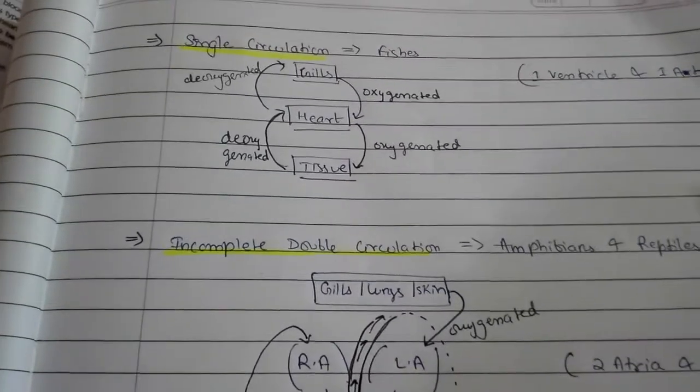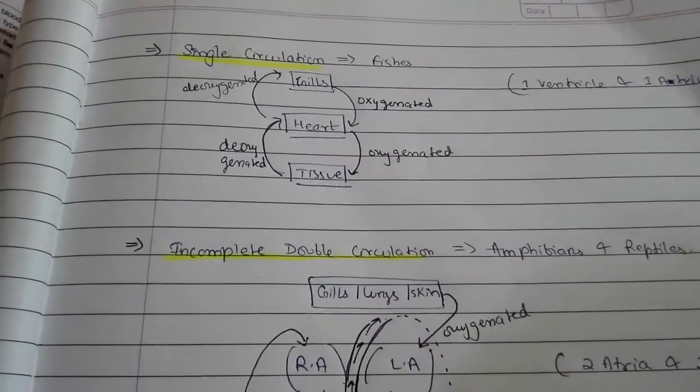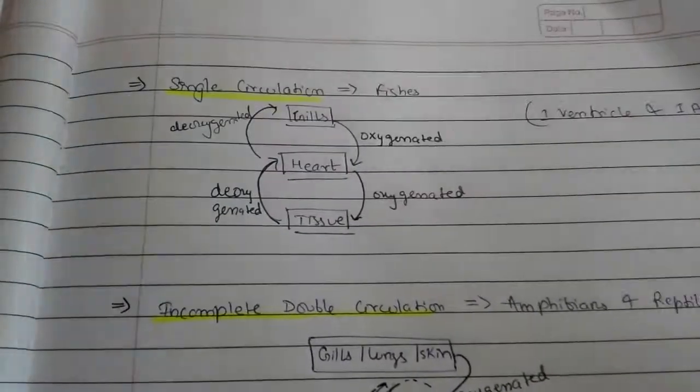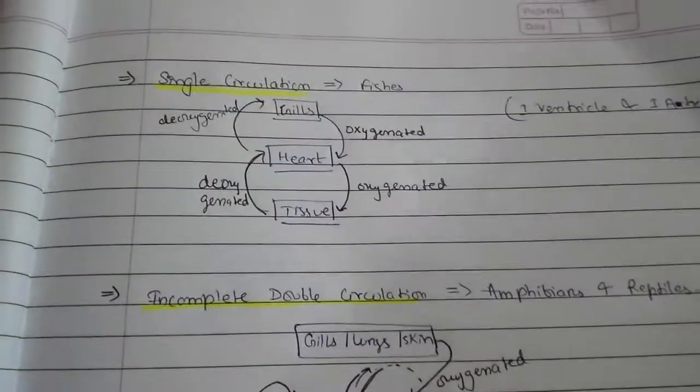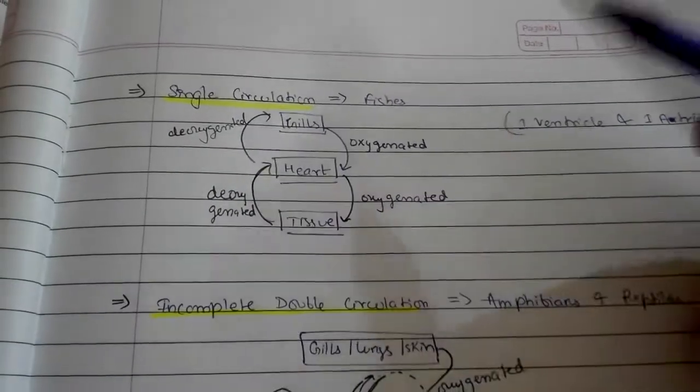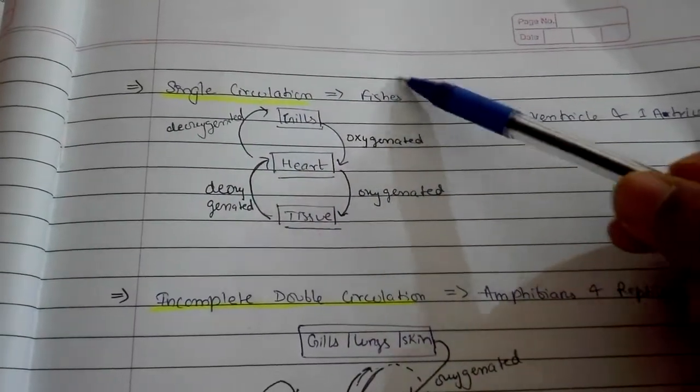We will see three different types of circulation which come into the NEET exam: single circulation, incomplete double circulation, and double circulation. This is just a schematic diagram for you all to understand and learn the basic things which are required. Okay, so let's start.